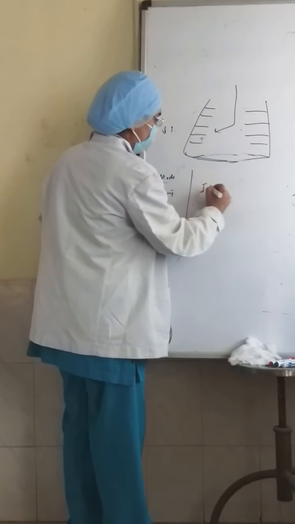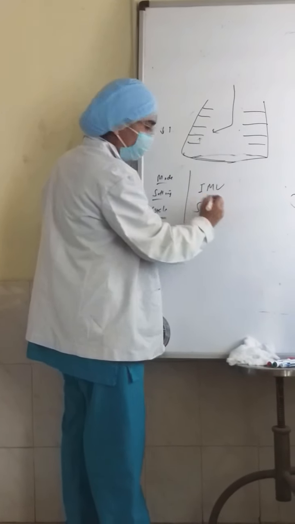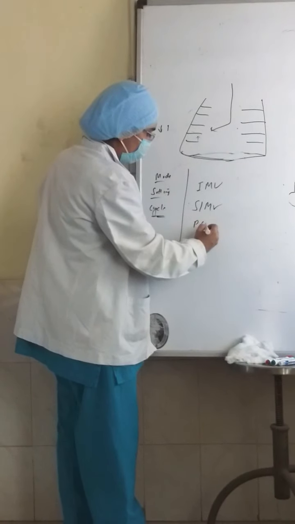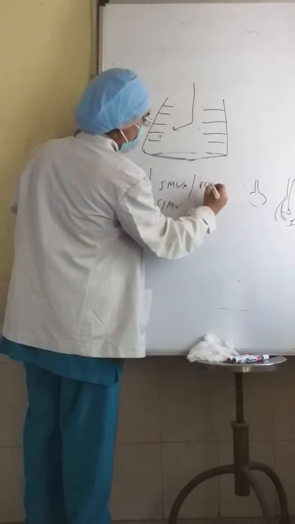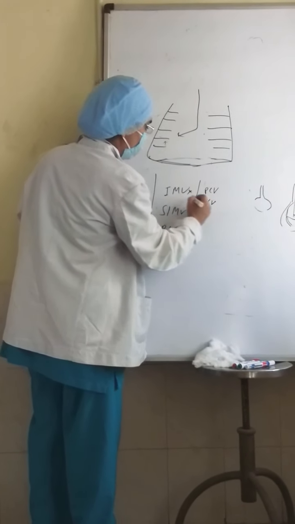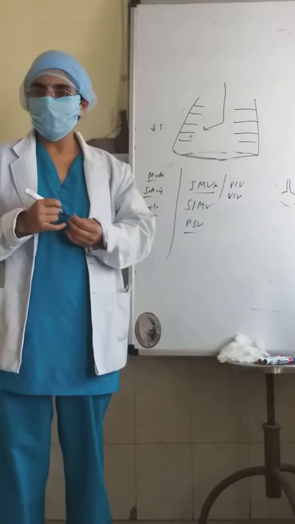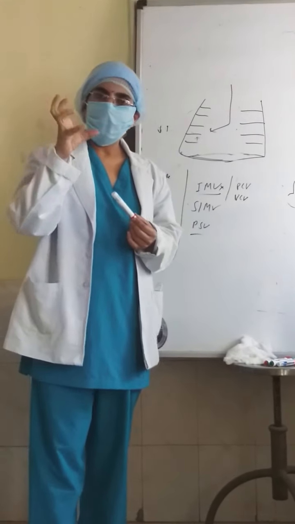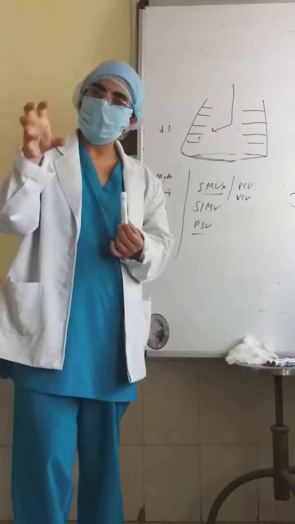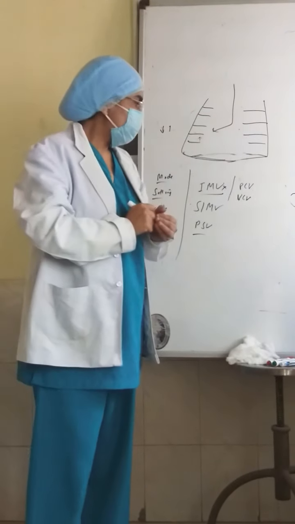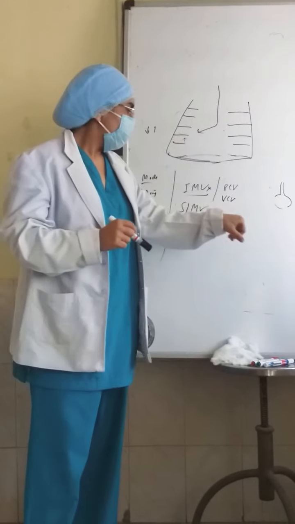One is intermittent mandatory ventilation. Second is synchronized intermittent mandatory ventilation. Third is pressure support ventilation, which is now replaced by pressure controlled ventilation or volume controlled ventilation. What is pressure control and what is volume control? Pressure control means we have fixed the pressure. So your pressure is fixed, you can fix the rate and you can fix the PEEP. So at fixed pressure we are going to deliver the gas into the alveoli.